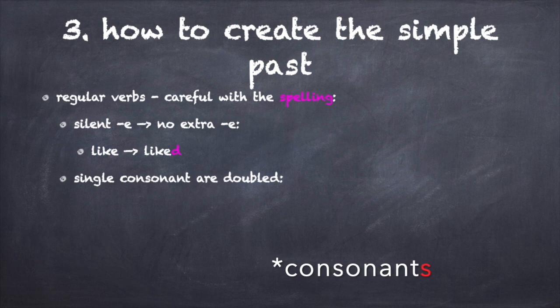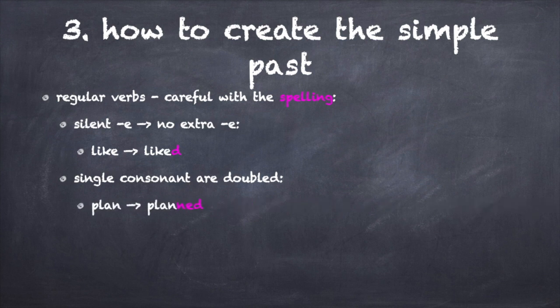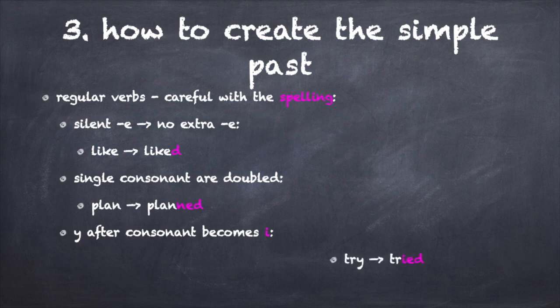When there's a single consonant at the end, ein einfacher Konsonant, it gets doubled. Dann wird er verdoppelt. For example, the word to plan turns into planned. And again, you don't hear the E, so repeat after me, planned. When there's a Y after a consonant at the end, it becomes I, so to try turns into tried.